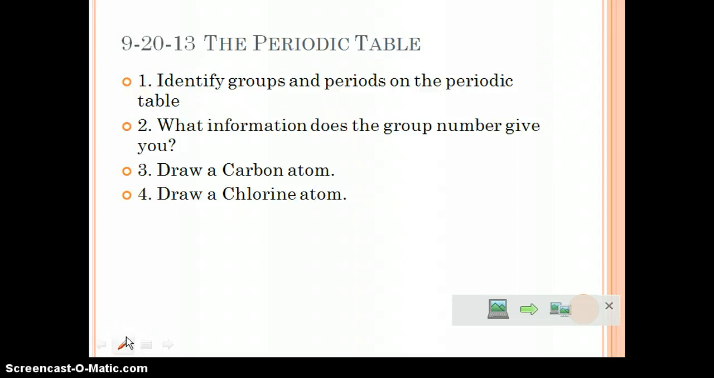Hello class, today we're going to be looking at Chapter 4, Section 2 and identifying things on the periodic table. So here are 4 questions for today.